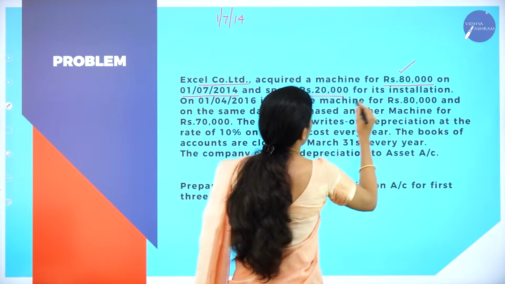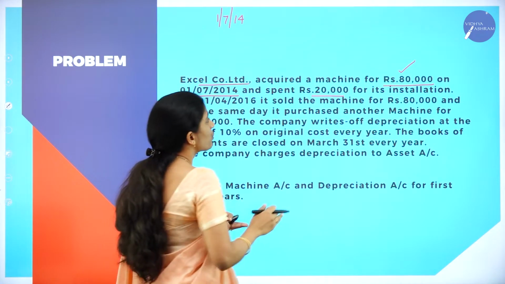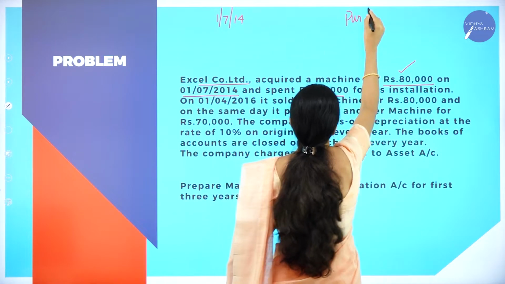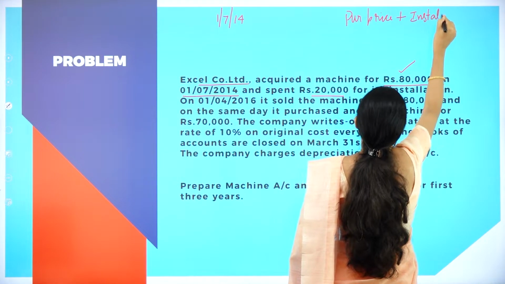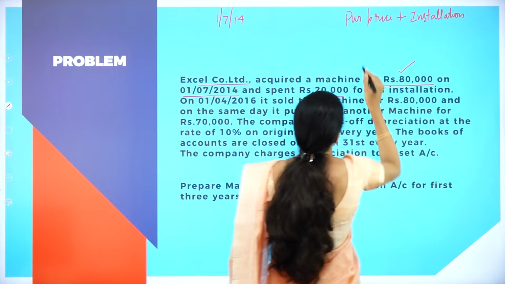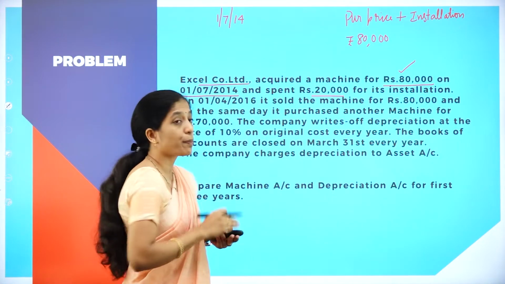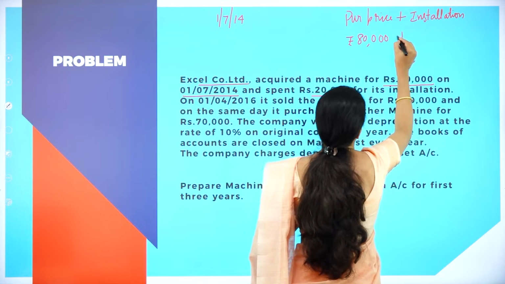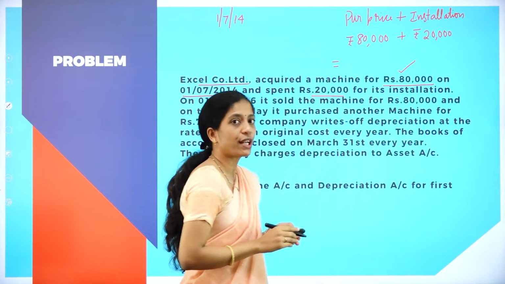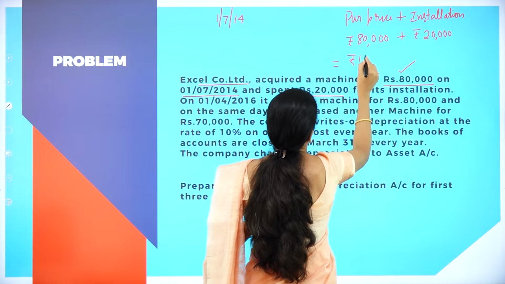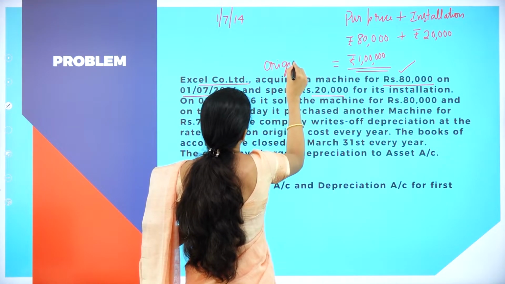Now, they have purchased for 80,000 and spent 20,000 for its installation. Now, what is the original cost of the machine? That is purchase price plus installation charges. Now, what is the purchase price? That is rupees 80,000. And they have spent rupees 20,000 for its installation, so you have to add that also. So therefore the original cost of the machine is how much? That is rupees 1 lakh. Hope you are clear with the original cost of the machine.